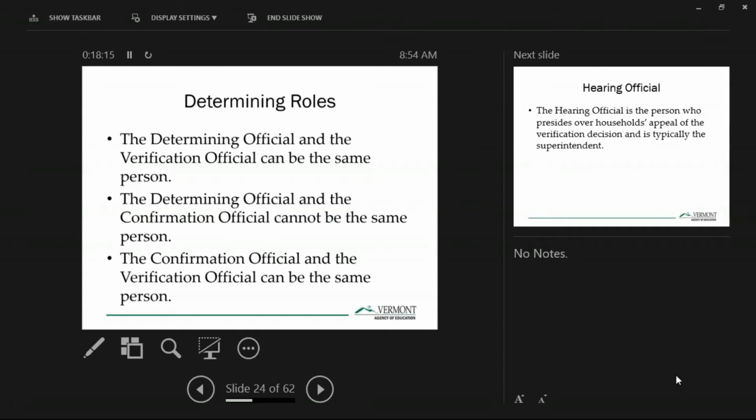I will also just point out, I know sometimes folks get confused because we use the term confirmation official when we're talking about the verification process and when we're talking about the independent review of applications. I'm not going to talk about the independent review of applications at all during this presentation. I just want to really go over it quickly here in case folks are getting confused.